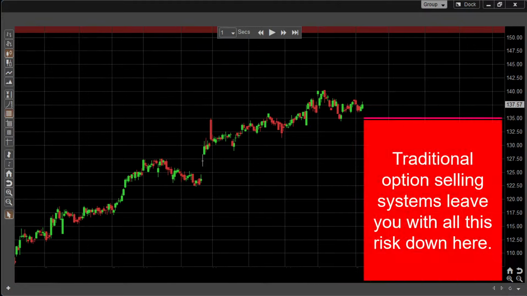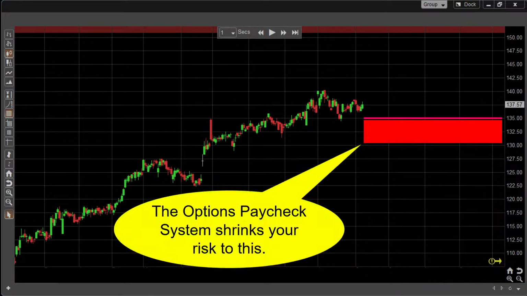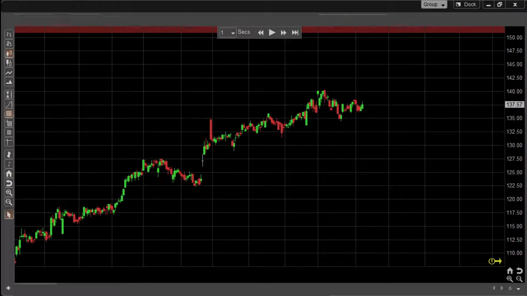Now, a traditional option selling system leaves you with all of this risk down here. What we're going to do with the options paycheck system is we're going to shrink your risk down to this. So let me show you how this works. This is, again, a graph a typical stock would be bullish on. It's a beautiful graph, so it's understandable to be bullish on this. Now, traditionally, people would go out and they'd buy the stock here, or they would use that as their strike price, the current stock price.